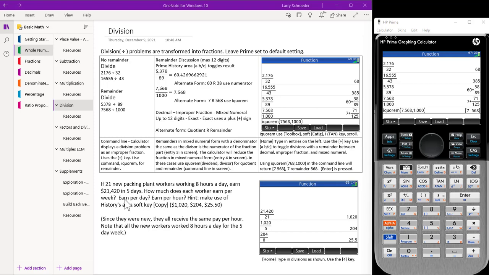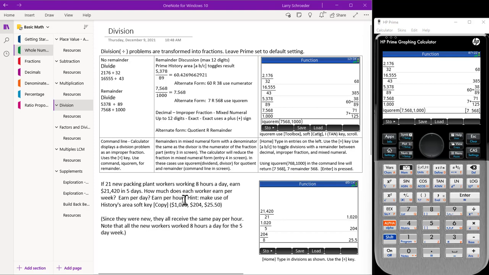I found a similar problem in the Silver Burdett Arithmetic Complete book series, and I switched the numbers over so they made sense in today's world. So if 21 new packing plant workers working 8 hours a day earn $21,420 in 5 days, how much does each worker earn per week, per day, per hour? Hint: make use of the history soft area key, the copy command.